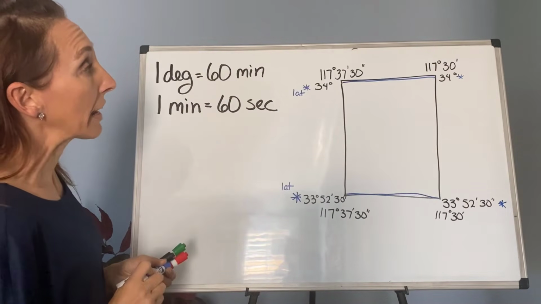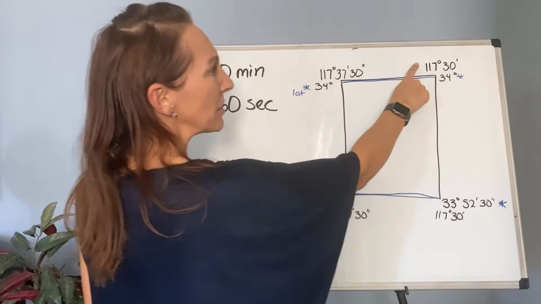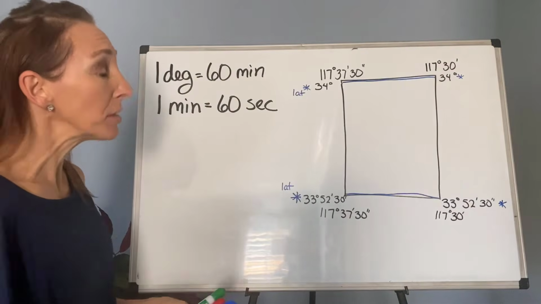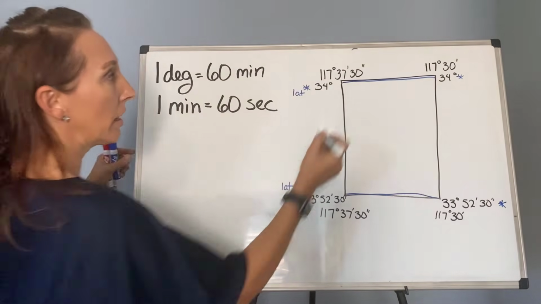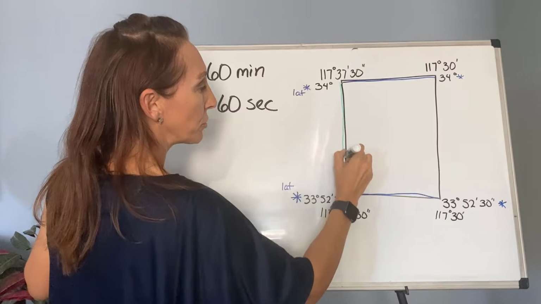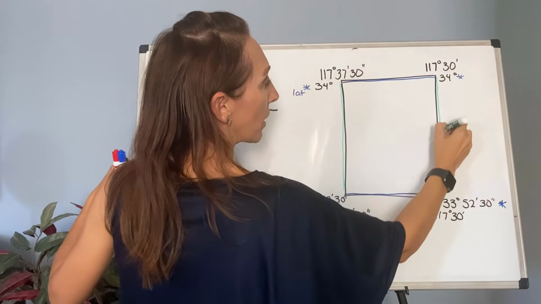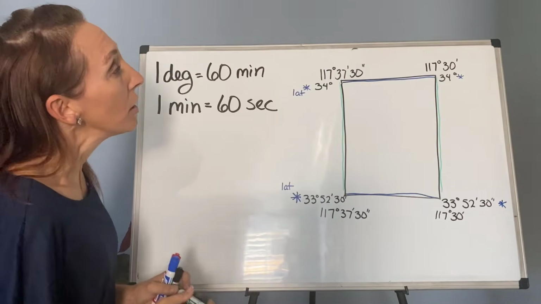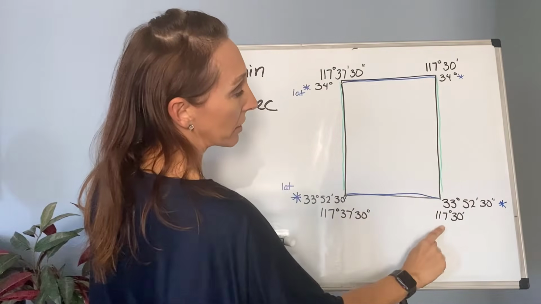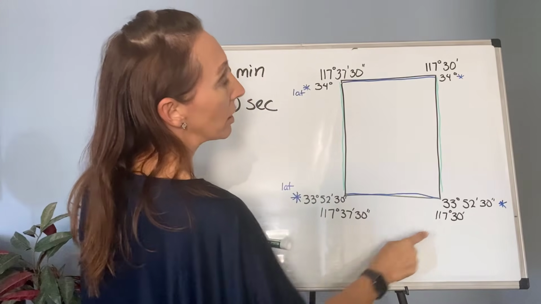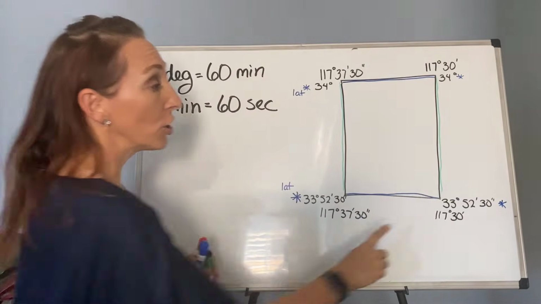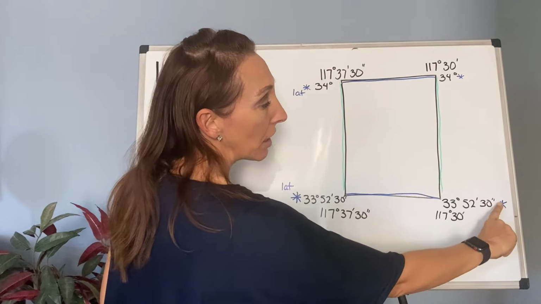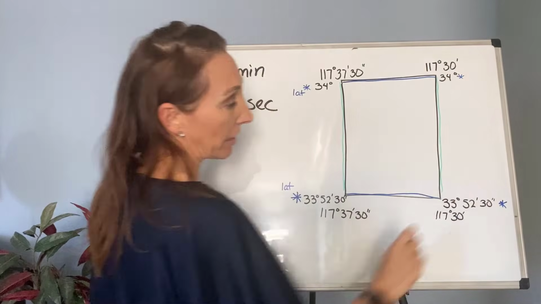So now let's look at our other numbers. We have this 117 30, this 117 37 30, and they're the same on the bottom here. So this must be marking my longitude. And so if I draw some green lines here, this would be a line of longitude, this would be a line of longitude. So I'm some distance away from that prime meridian that we just talked about. So let's look. On the right side of the map here, it's labeled 117 30. So I must be 117 degrees and then 30 minutes. So the little tick means minutes. The double tick there means seconds, right?